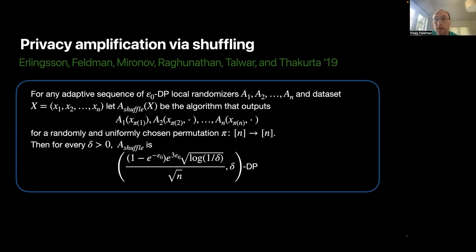So for any adaptive sequence, and any data set, which we denote by x1 through xn, we denote by A with the subscript shuffle of this data set the algorithm that behaves in the following way. It first picks a random permutation of the data, permutes randomly the data, and then applies the randomizers in the same sequence, but to this permuted data. Then this algorithm applied to the permuted data satisfies the differential privacy guarantees stated in this bound.